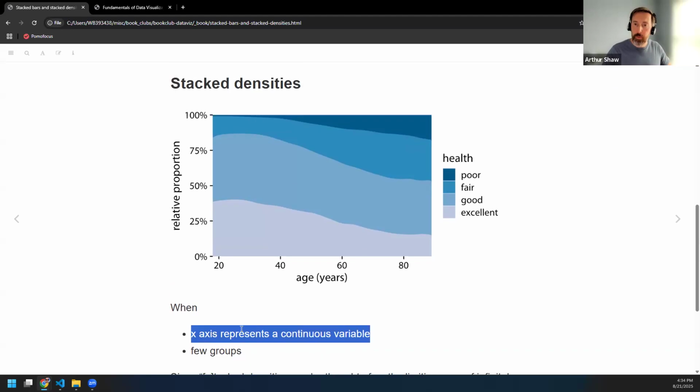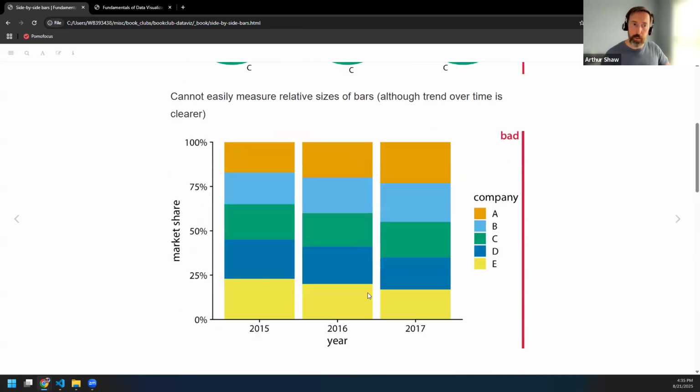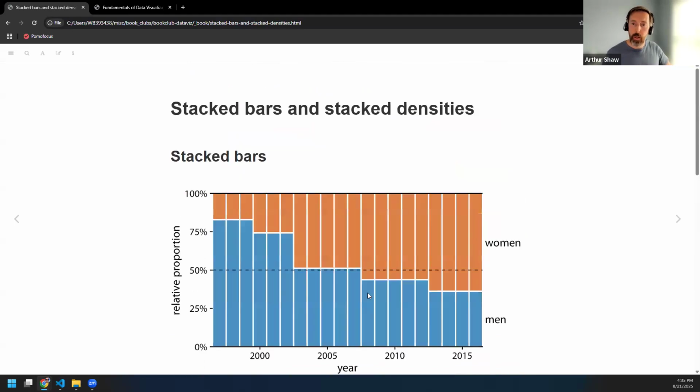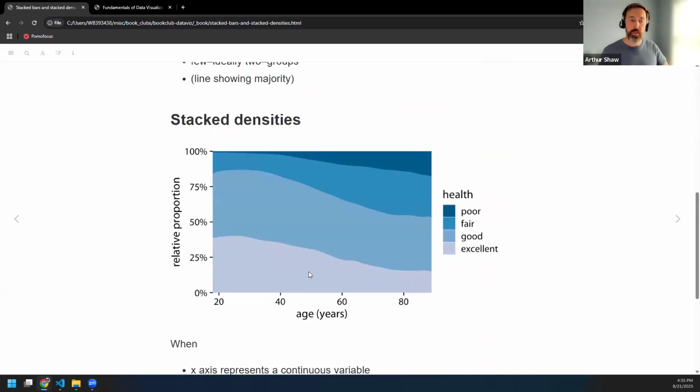Although one thing that's really hard, you can see, for example, that poor health is really small and then sharply increases with the age of the population. But what's not obvious from this graph is that good health, this band, remains essentially the same level throughout. It's a little harder to discern from this particular graph. So just like with the stacked bar charts, where there are big changes, you can discern a pattern. Where there are more subtle or no changes, it's very difficult to understand what's going on, if anything.